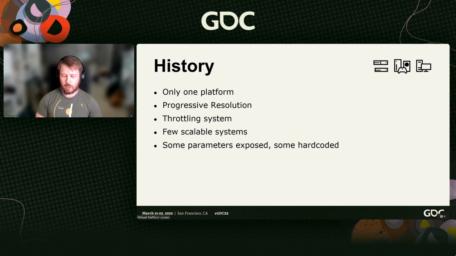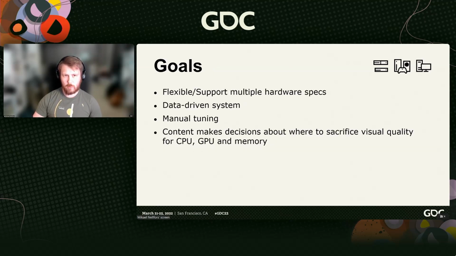It was very hard to have an overview of what's going on, and it was very limited. So we went into this knowing that we needed a very flexible system that supported multiple hardware specs. Like I mentioned in the beginning, we had to support Xbox One, which is 9-year-old hardware by now. So it would need to be very extensive. We wanted it to be data-driven. And we opted for manual tuning for this, for several reasons.